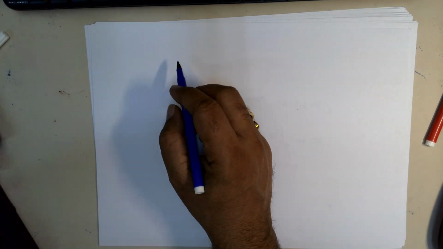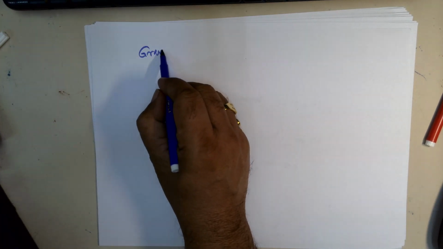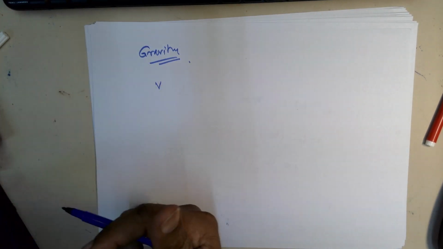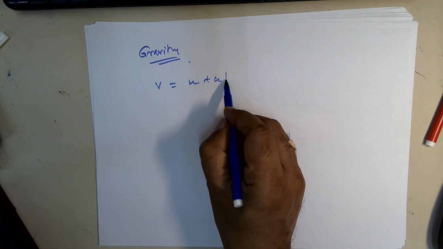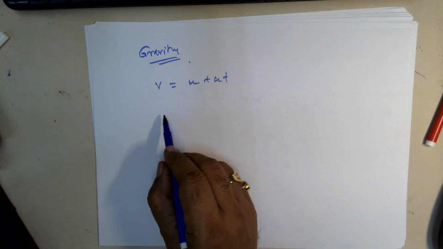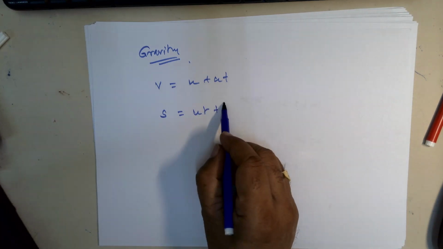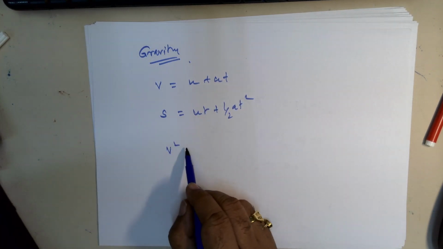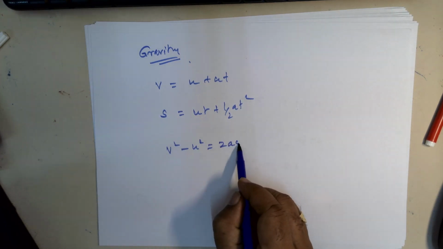Let me finish. Then equations of motion for the object under gravity. Take down. Under the influence of gravity. So in that case, how you can interpret the equation? Tell me the original equation. V is equal to u plus at. And what is the second equation? S is equal to ut plus half at squared. And what is the third equation? V squared minus u squared is equal to 2as, right?